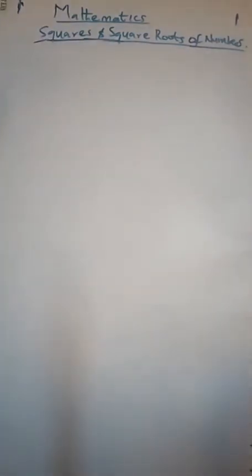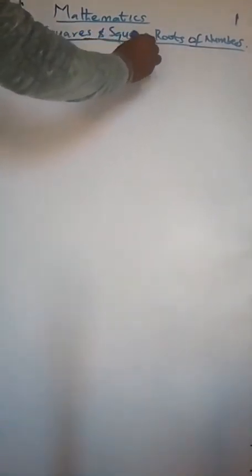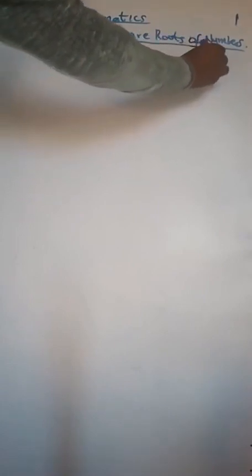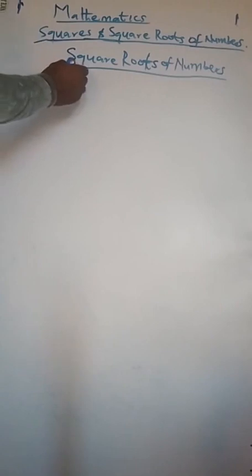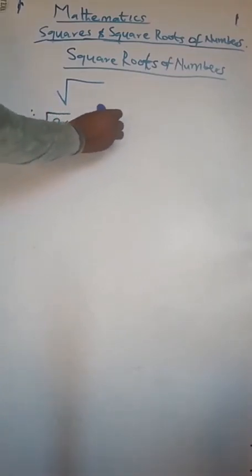Now let's look at square roots of numbers. The square root of a number is the number that, when multiplied by itself, gives the original number. Now, the symbol of square root is this. This is the symbol of square root in mathematics. Now, therefore, square root of 36 is plus or minus 6.